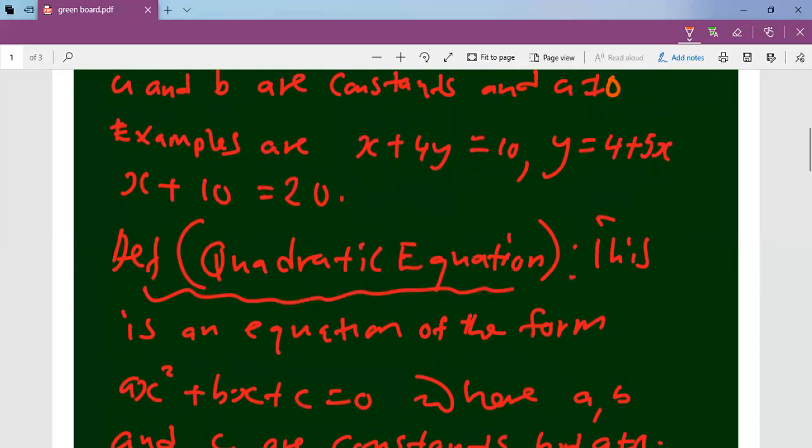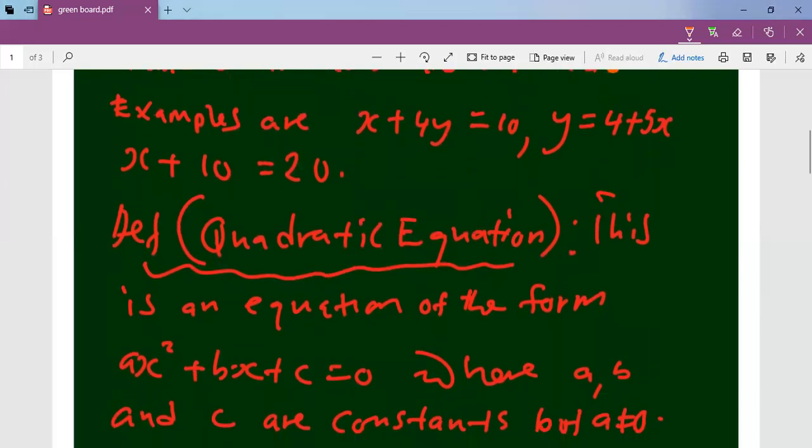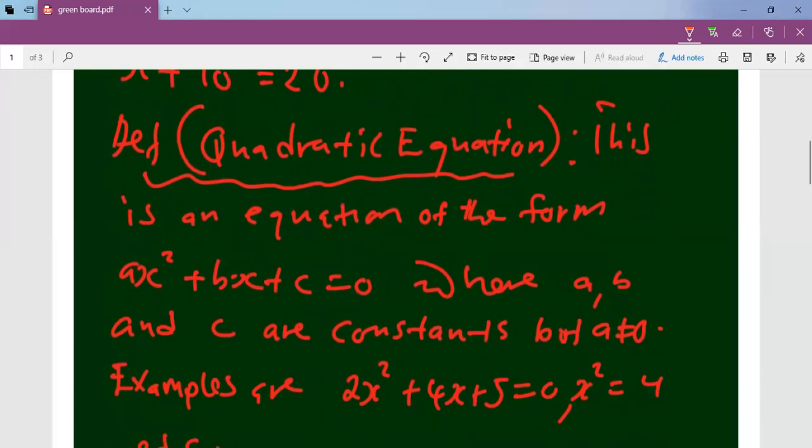Then, how about a quadratic equation? A quadratic equation is an equation of this form: ax squared plus bx plus c, where a, b, and c are constants, but a must not be equal to 0. Take note, it must not be equal to 0. Otherwise, it will change from a quadratic to a linear equation. These are examples of a quadratic equation.